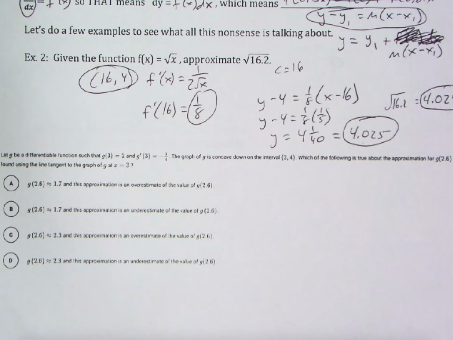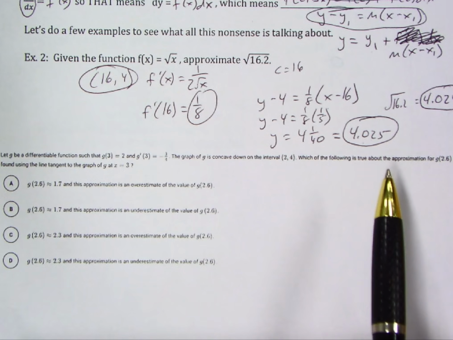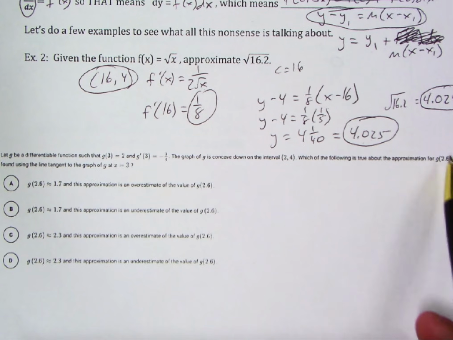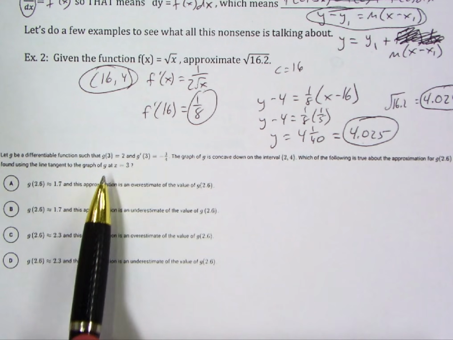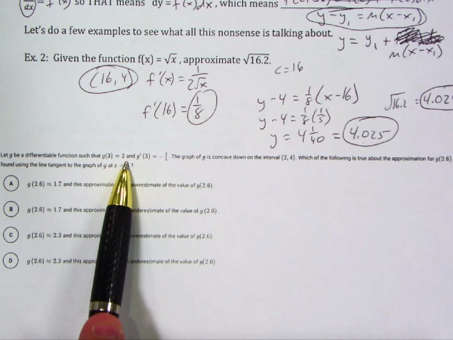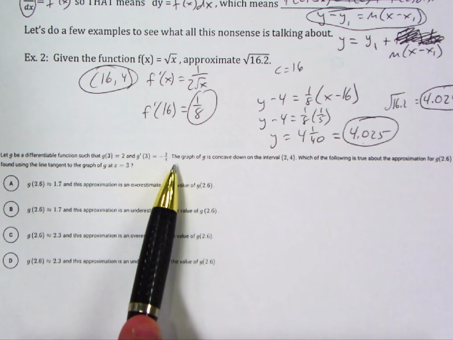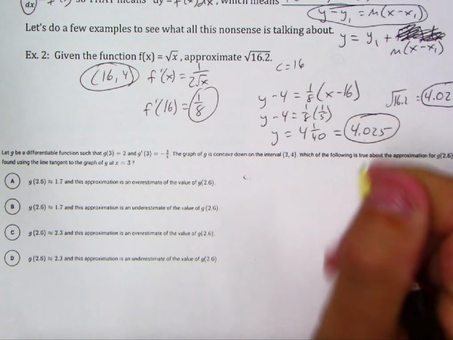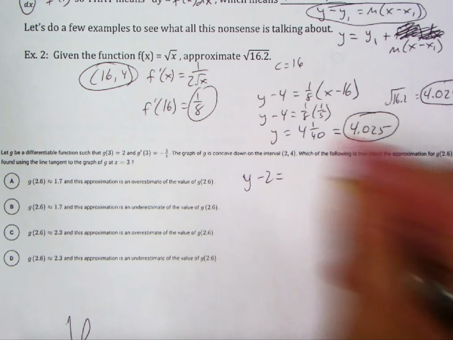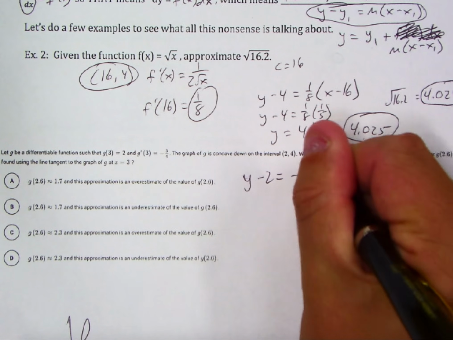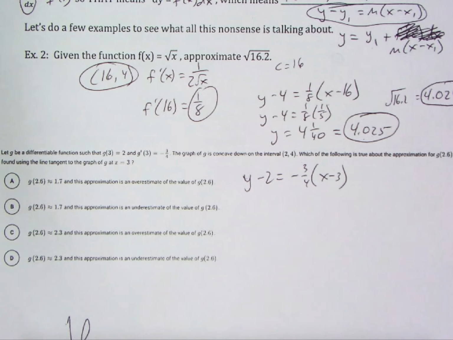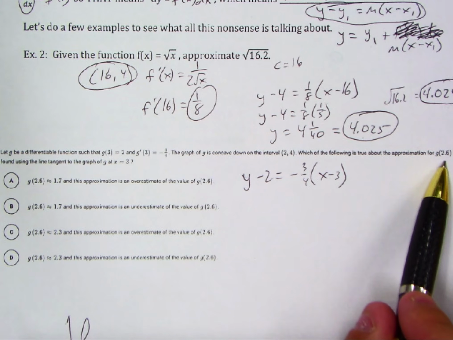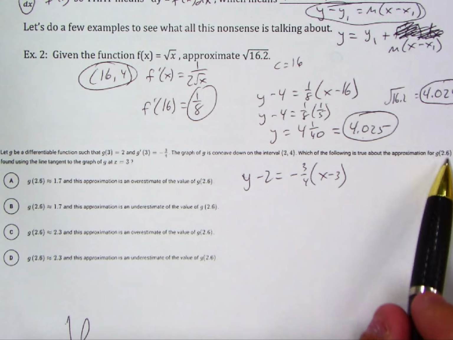So there's a lot going on here, but as soon as you see linear approximation or tangent line approximation, well, we're finding a tangent line, and then we're plugging our value in. So they already give us the point, (3, 2), and they give us the slope, negative 3/4. So I'm going to write my tangent line as y minus 2 equals that slope times x minus 3. And I'm after an approximation for 2.6. So I take my tangent line and I plug 2.6 into it.